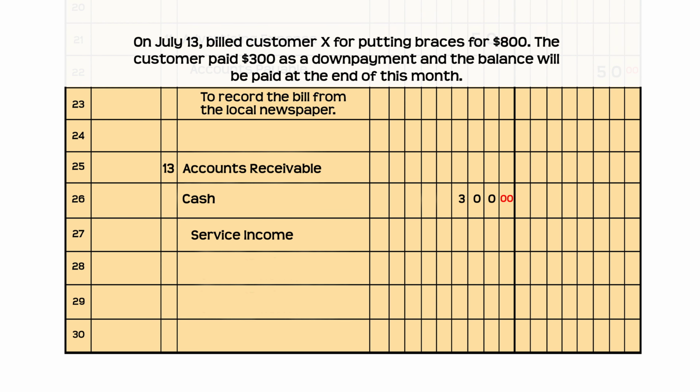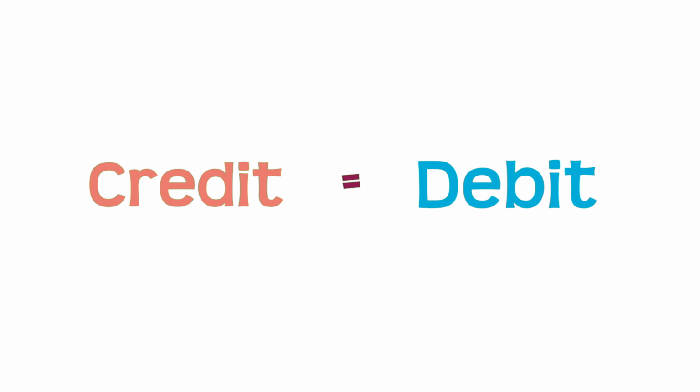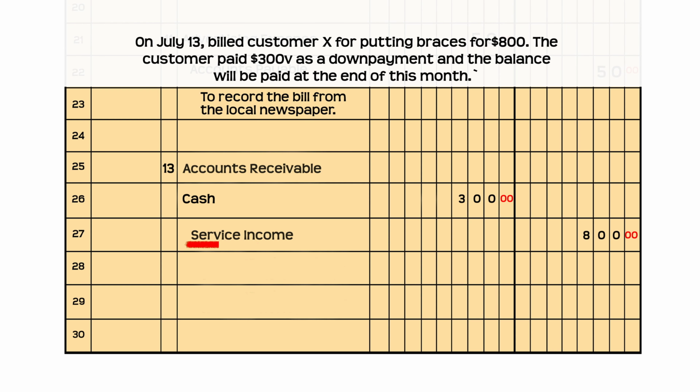The full amount of $800 is allocated to service income because the service has already been rendered to customer X. To make the credit and debit side of this journal entry equal in amount, the difference between the service income and the cash should be allocated to accounts receivable, amounting to $500.